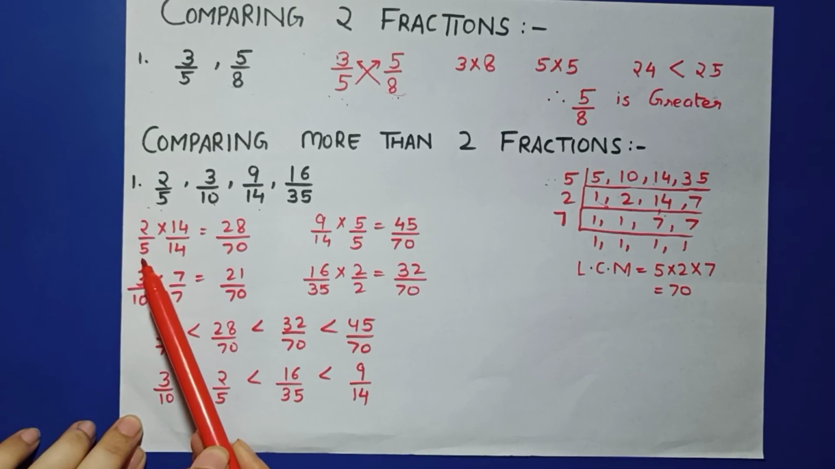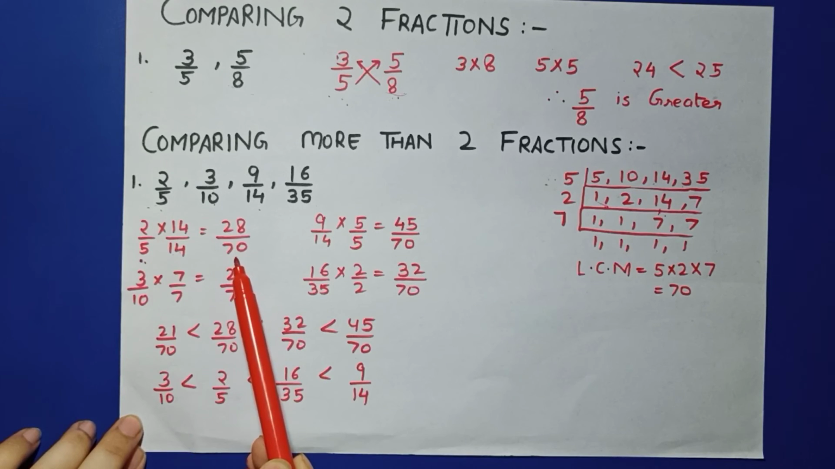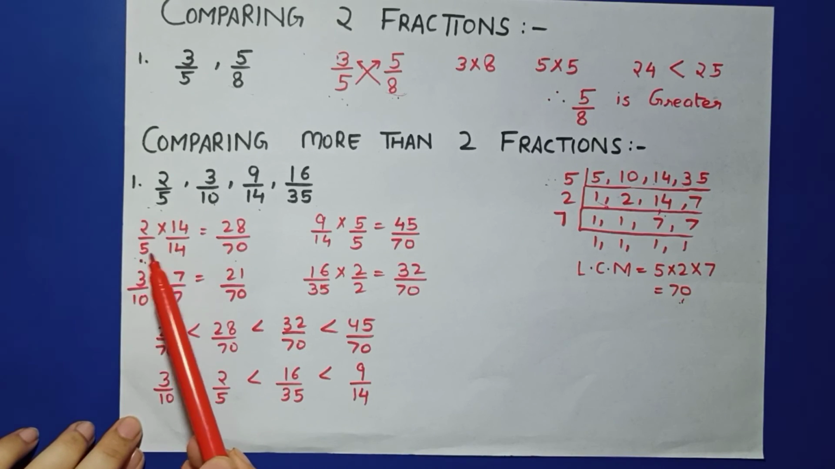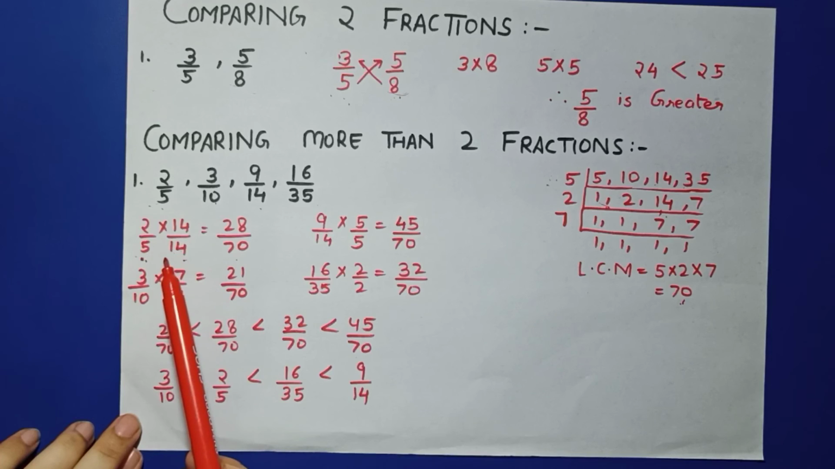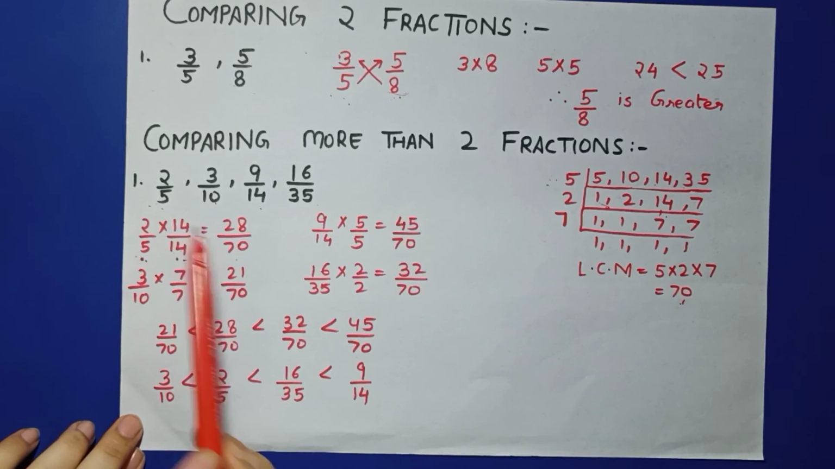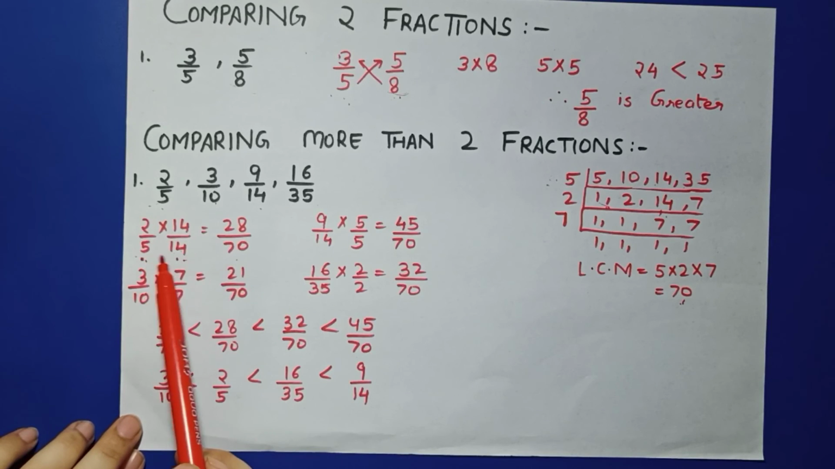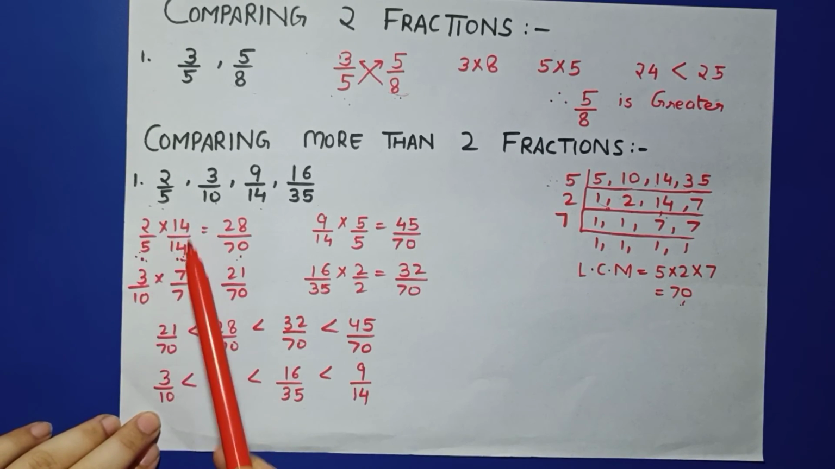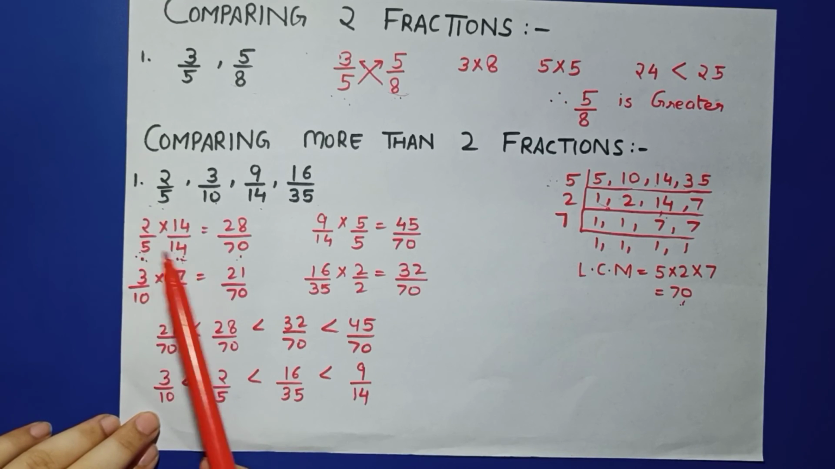2 upon 5. What will we multiply 5 by such that the denominator becomes 70, the LCM that we have calculated? We have to multiply it by 14. If we are multiplying the denominator by 14, we have to multiply the numerator by 14 also. We can't only multiply the denominator. So multiply the denominator as well as the numerator by 14. 5 into 14 is 70 and 2 into 14 is 28.